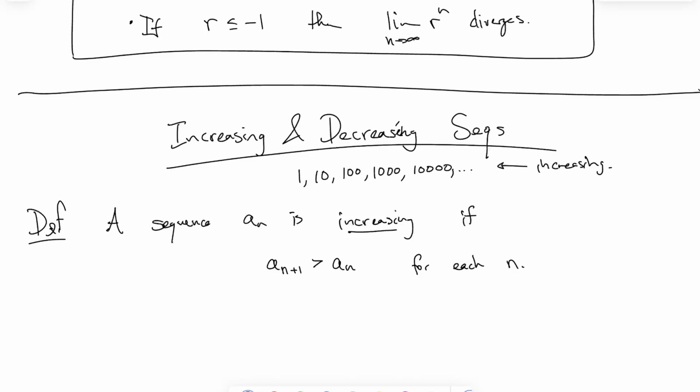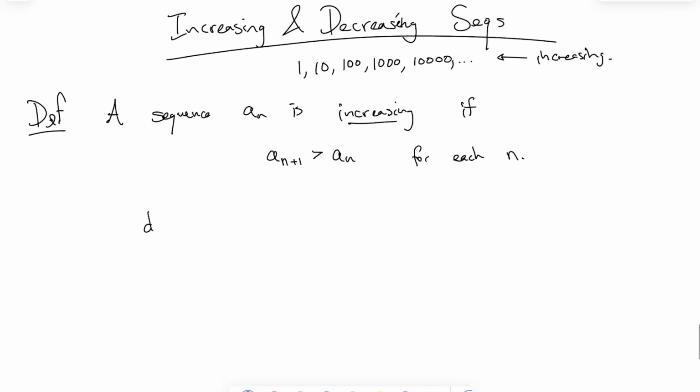And what does decreasing mean? Decreasing means the opposite. a_(n+1) is less than a_n for each n. That means, I wrote "inch" with an n inside that word, inch, for each n.